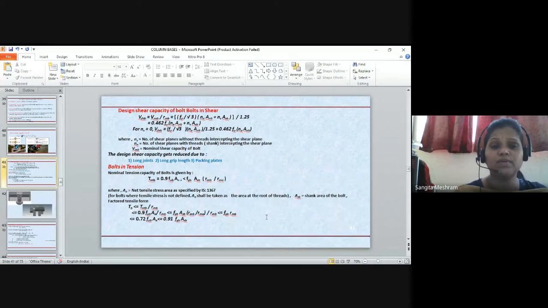Okay, so these are some important parameters we have to use while designing the bolt. Design shear capacity of bolt, which may be in single shear or in double shear. Single shear means it will have only one shearing plane. If 3 plates are connected, it will have 2 shearing planes, so that bolt will be in double shear. So according to that the values of NN and NS will change. If both the shearing planes cut the threaded section, then the value of NN is equal to 2.